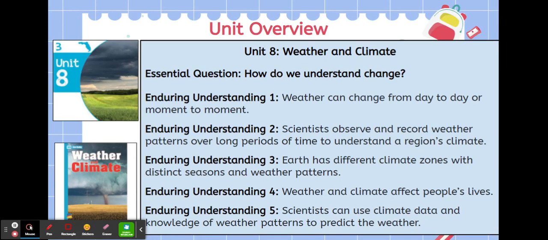Students will read informational text about weather and climate, with the focus on cloud types and tropical storms. Please take a moment to read over the essential question and enduring understandings for Grade 3.